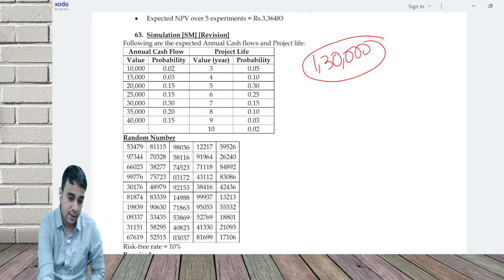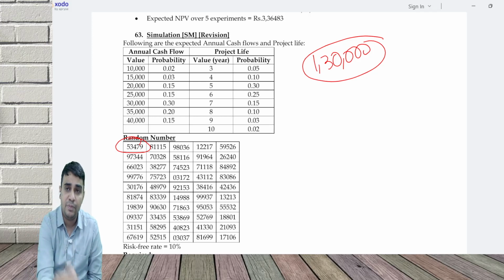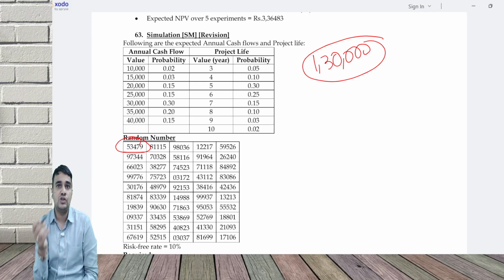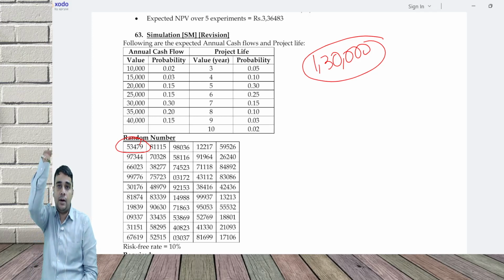You can take 53479, any two numbers from there. We normally take it as, so the random number is going to be, because it's random, I cannot give any logic. So the random number I'll pick is 53. From the second one I'll pick 97. From the third one I'll pick 66. Then I'll pick 9. The first two digit.